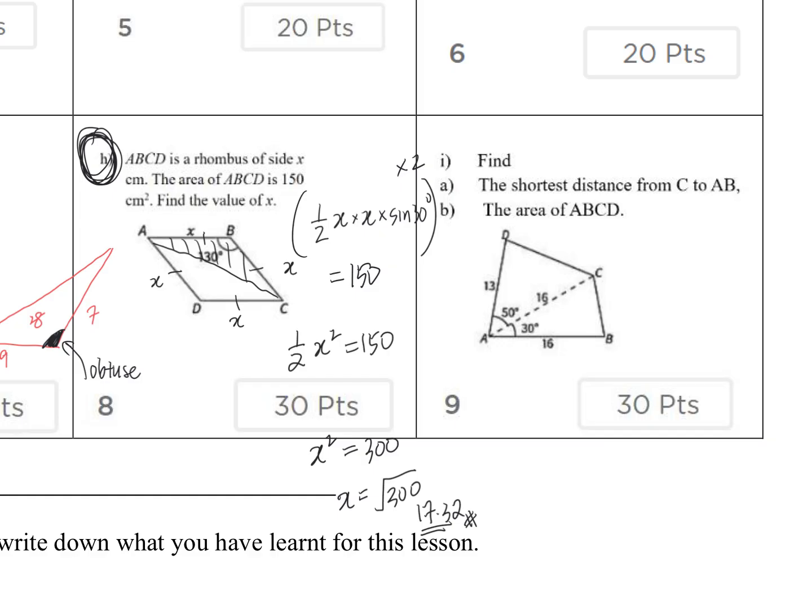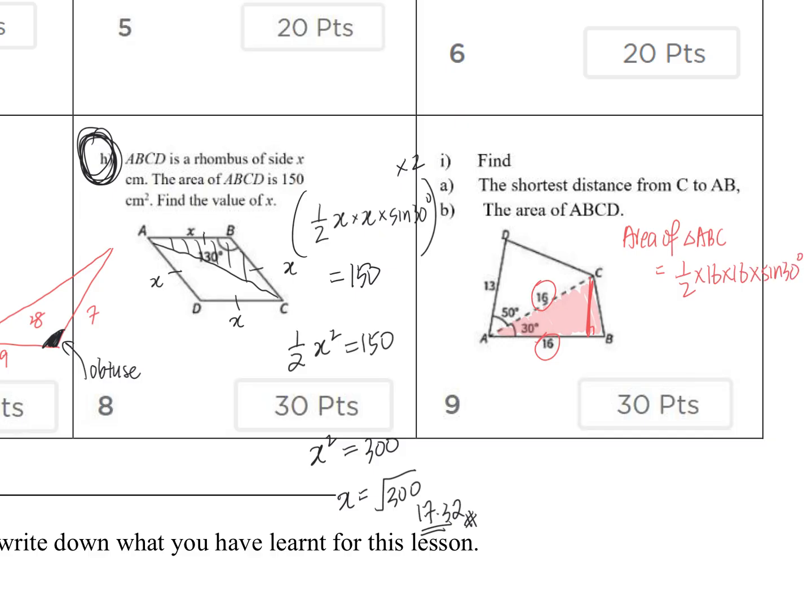Find the shortest distance from C to AB. So meaning, you want this shortest distance. Again, we need to first find the area of this triangle. How to find the area of this triangle? Half what? Yes, so remember, I must put sine 30.